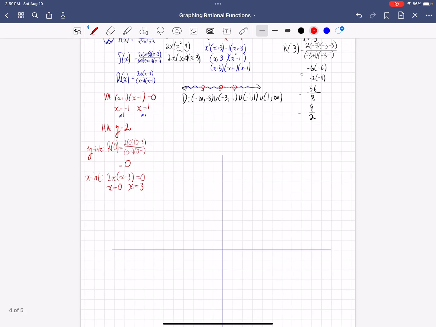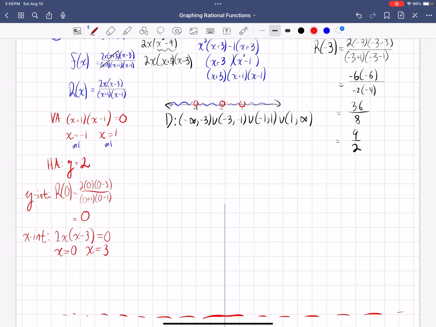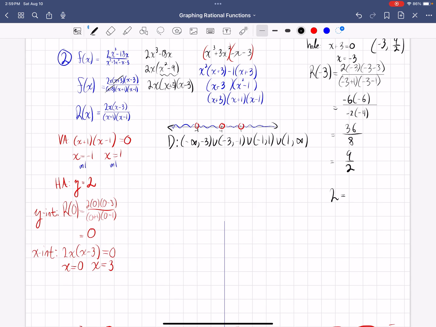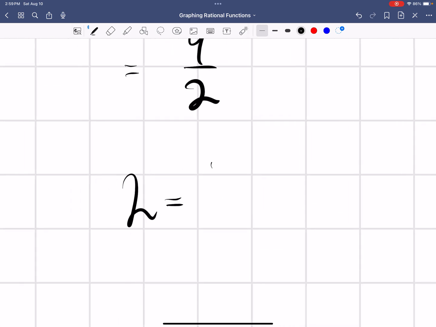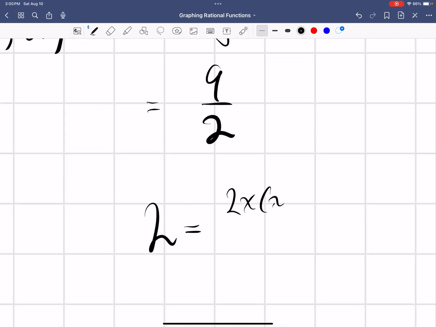We have a horizontal asymptote whose equation is y equals 2. And it will benefit us to see whether our function intersects that horizontal asymptote. So we'll take a moment to set the function equal to the horizontal asymptote and see whether they cross. So I'll do that work over here. I'll take my horizontal asymptote, which is just 2, and set it equal to my reduced function, which is 2x times x minus 3 over x plus 1 times x minus 1.